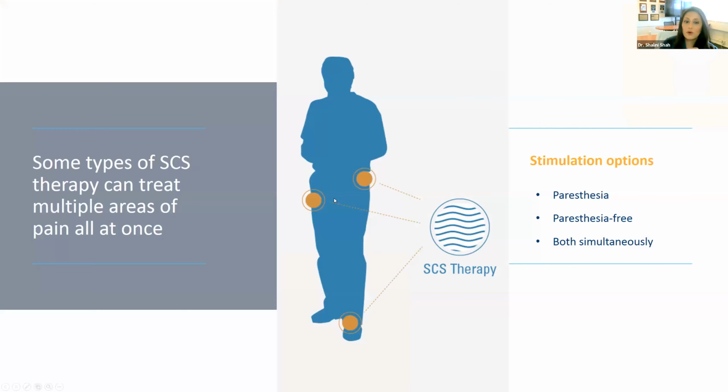So again, we have different options because the programming now is so sophisticated and so complex. We can program which contact is going to talk to which contact of which lead. So we can treat the back, we can treat the knee, we can treat the leg, we can treat the foot, we can even get some of the torso or the arm. It's really, really beautiful now how these programs can talk to each other.